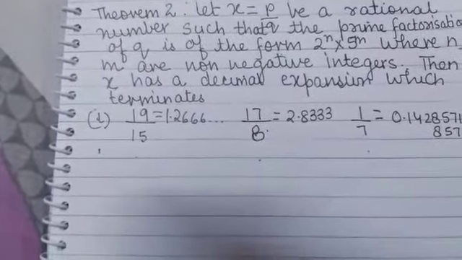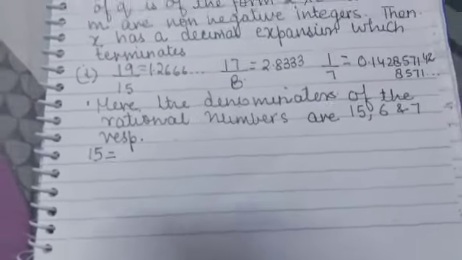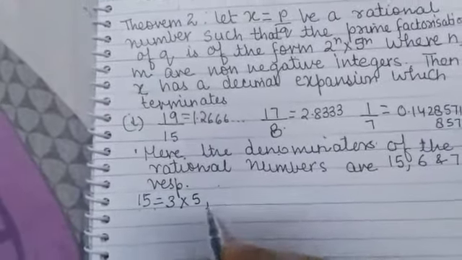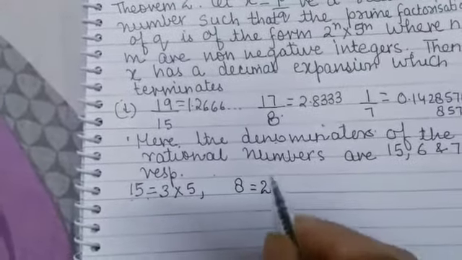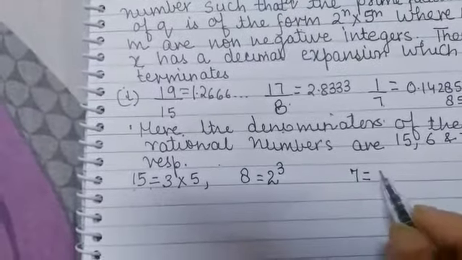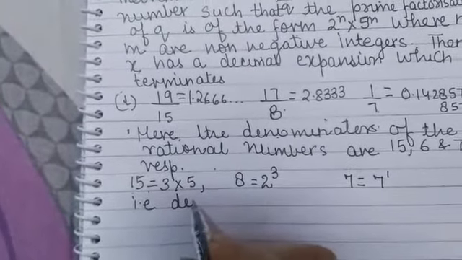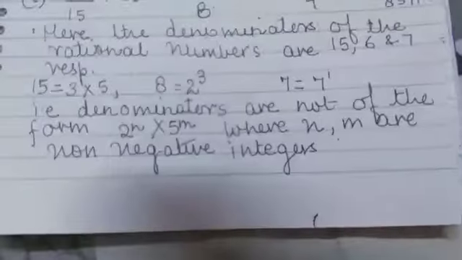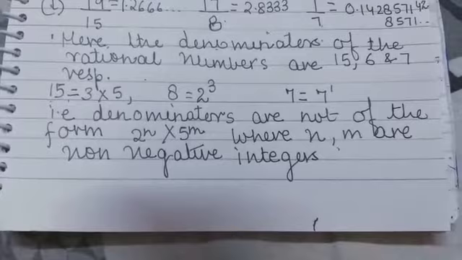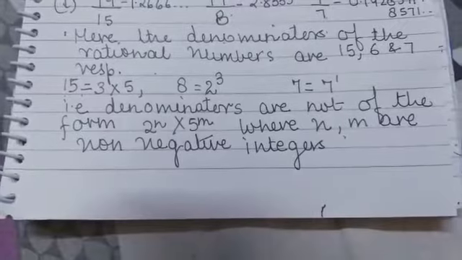So here the denominators of the rational numbers are 15, 6 and 7 respectively. Right, what is 15? It is 3 into 5. What is 6? It is 2 into 3. And 7, you know, is 7 to the power 1. These denominators are not of the form 2 to the power n into 5 to the power m, where n and m are non-negative integers.